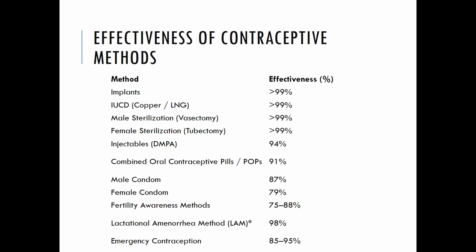These are the effectiveness of different contraceptive methods: implants, IUCDs, and male and female sterilization are more than 99% effective. Injectables like medroxyprogesterone are 94% effective. Combined oral contraceptive pills are 91% effective. Male and female condoms are 87 and 79% respectively. Fertility awareness method is 75 to 88%. Lactational amenorrhea method is 98% when all the three criteria are met. Emergency contraception is 85 to 95% effective.